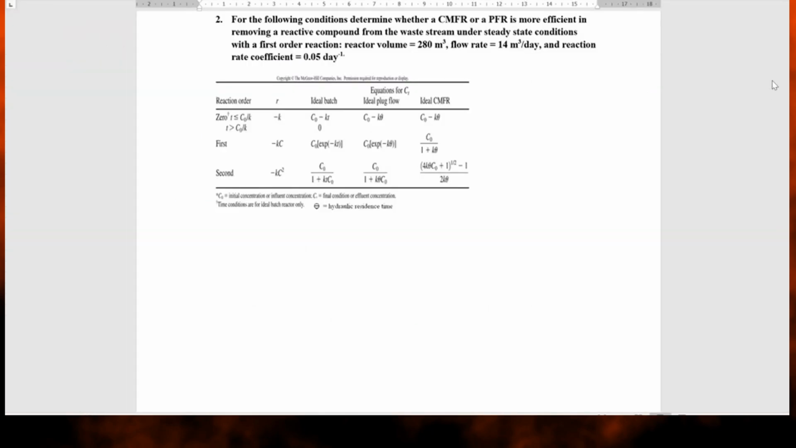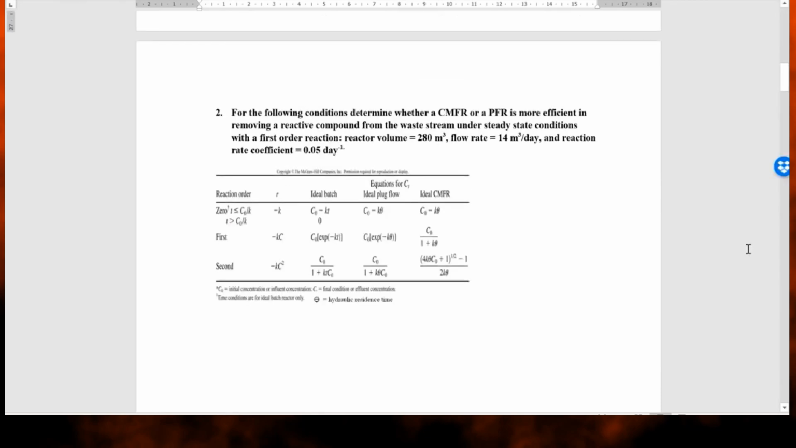All right. The second one. For the following conditions, determine whether a CMFR or a PFR is more efficient in removing a reactive compound from the waste stream under steady state conditions with a first order reaction. So these are the given. We have reactor volume, flow rate, and reaction rate coefficient of 0.05 per day.